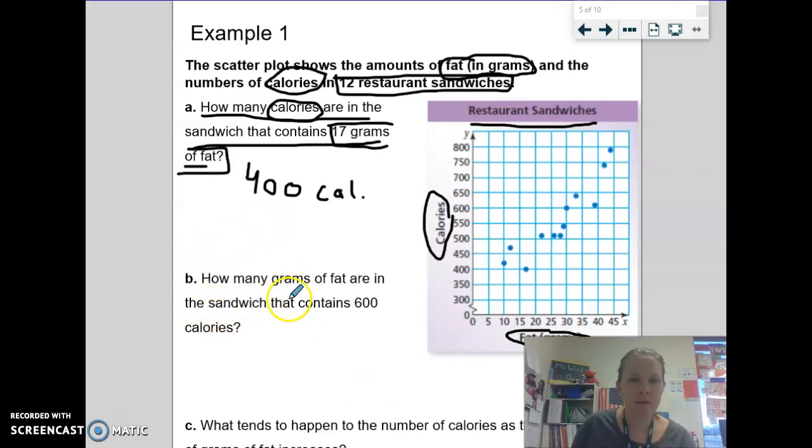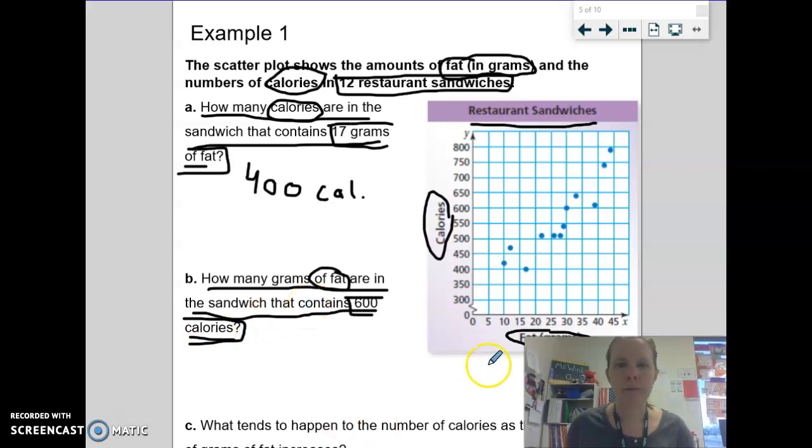So how many grams of fat are in a sandwich that contains 600 calories? This time we're looking for the amount of fat. Okay, so I'm looking for fat. They give me that it's 600 calories. Again, my calories are measured on my y-axis. So I'm going to go ahead and look at my y-axis here. All right, here's the part where it's 600. And I'm going to move over until I find a dot that's on this 600 line. Oh, there's one right here.